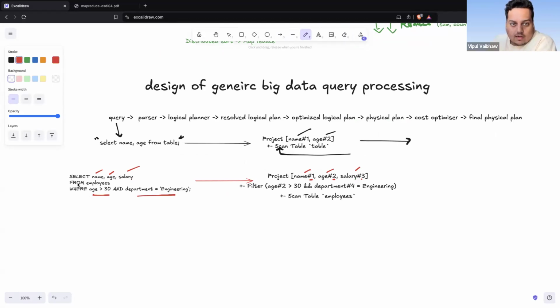Can there be more plans generated? Yeah, hold on, I'm going to talk about that.